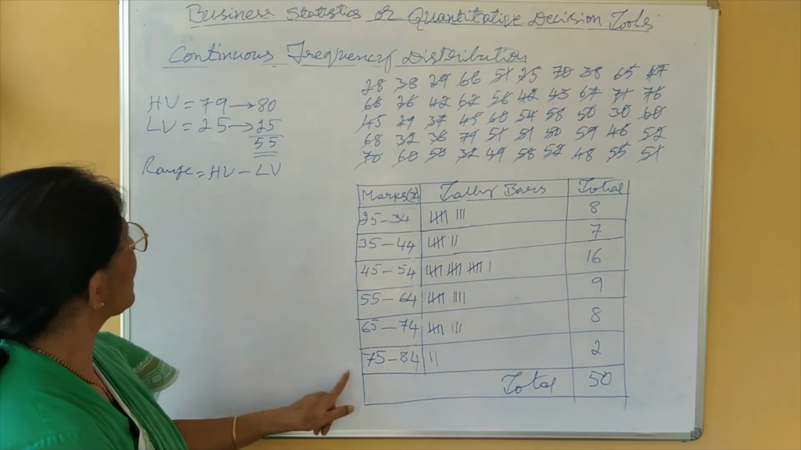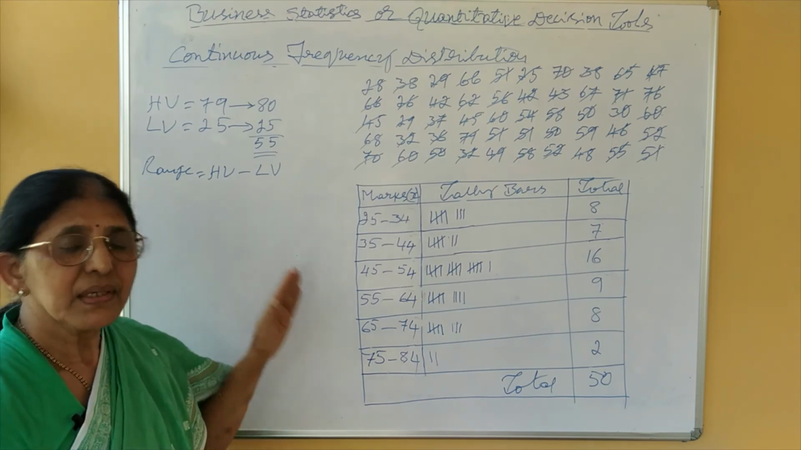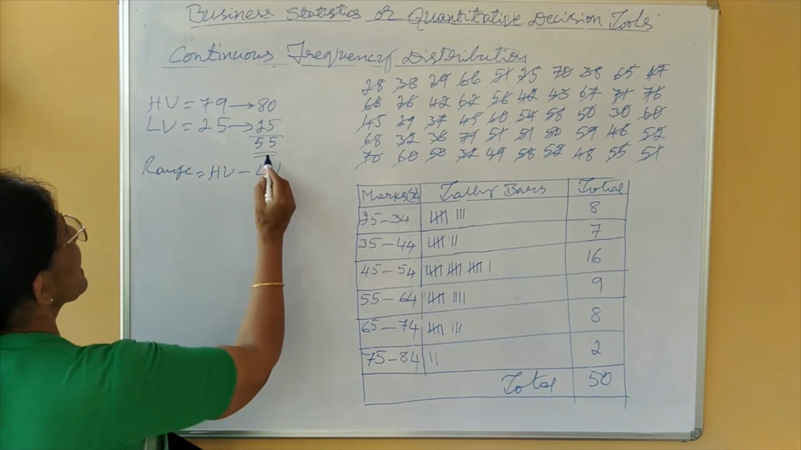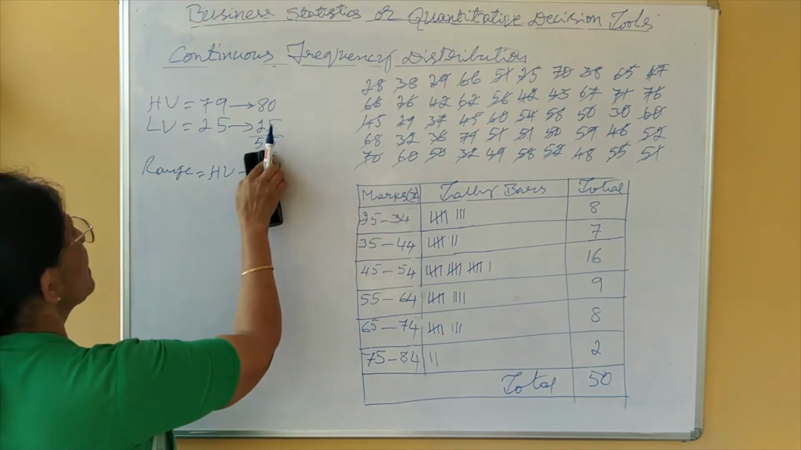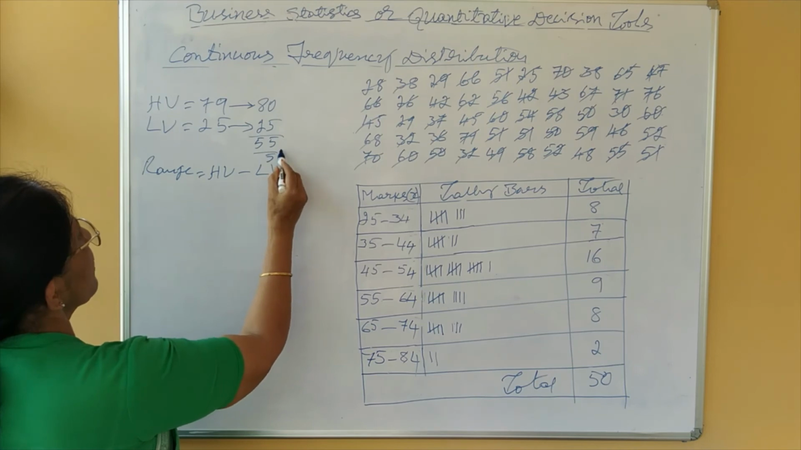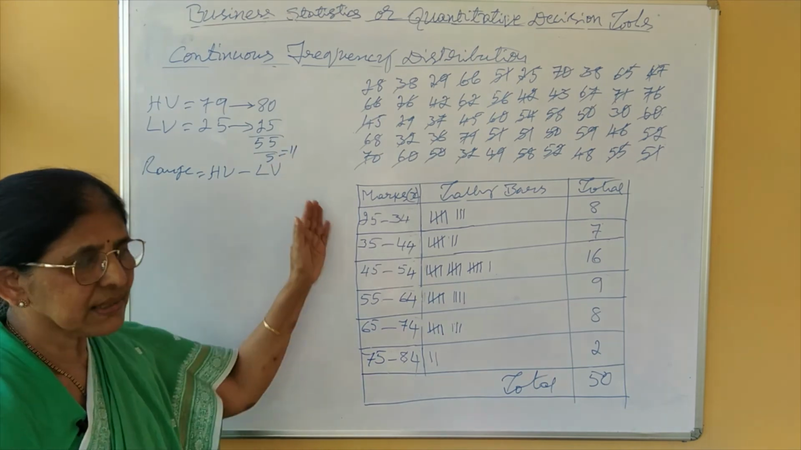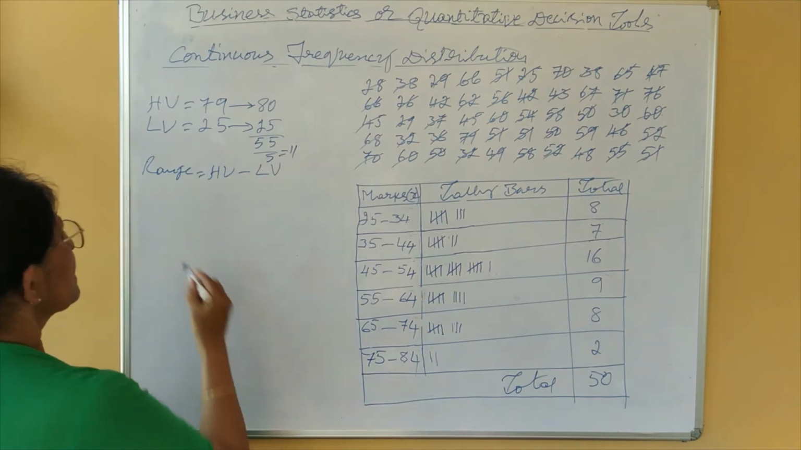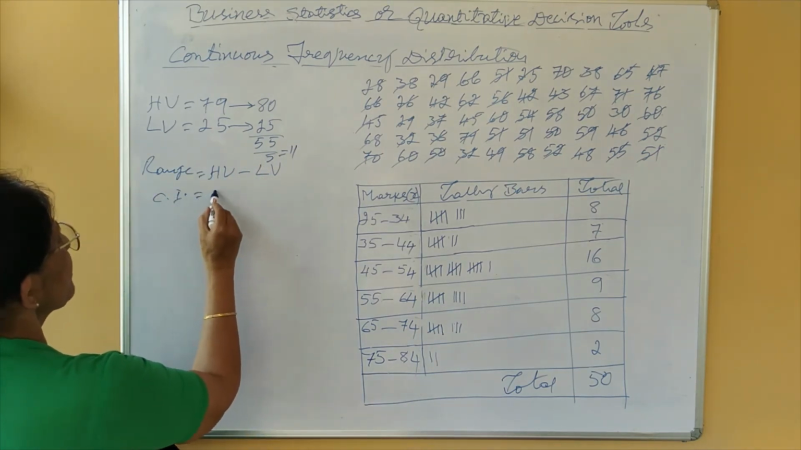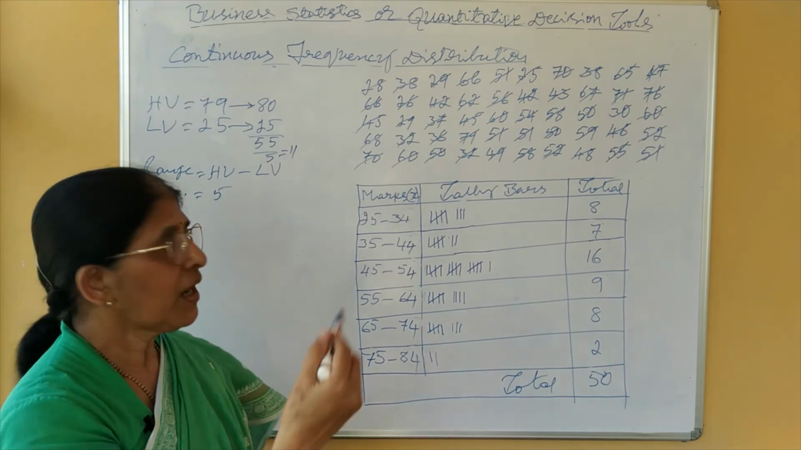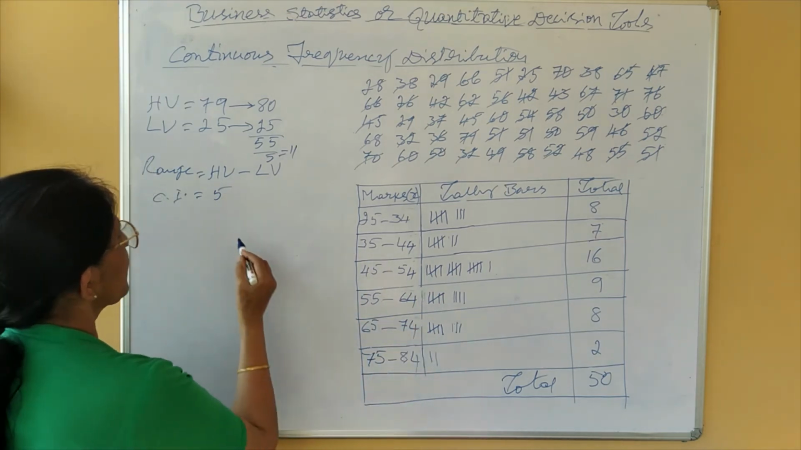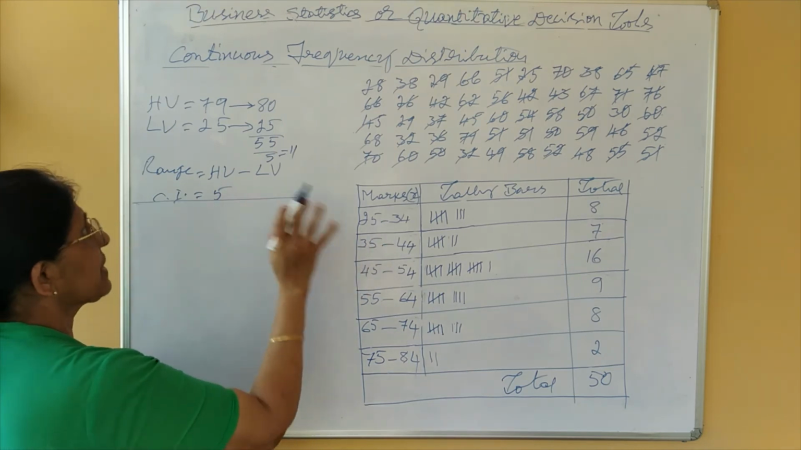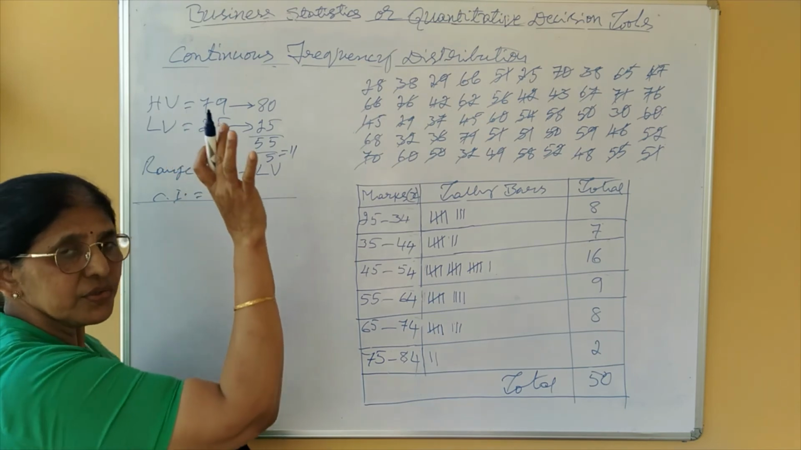Now here we have taken the class interval as 10. You may even take a class interval of 5. If you take a class interval of 5, then what happens? You have to take 11 classes. If you take the size of the class interval as 5 instead of 10, then how to take the classes? Here the lower limit is the same. The lowest value is 25.